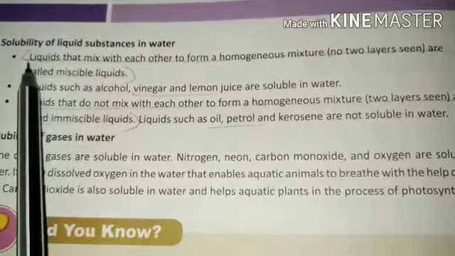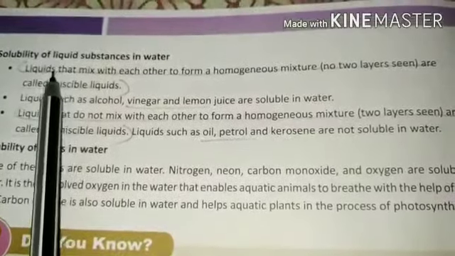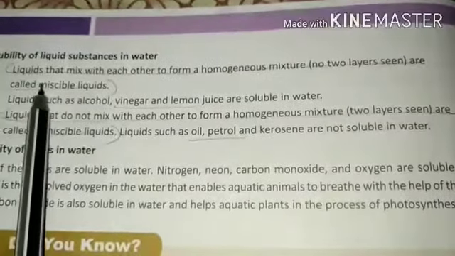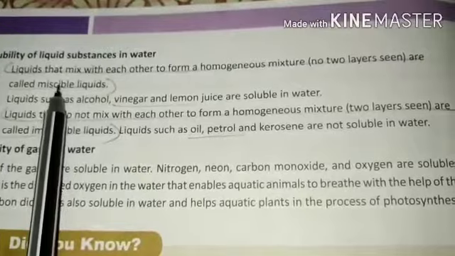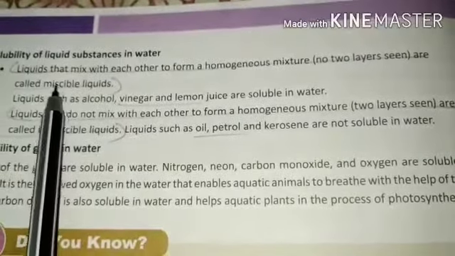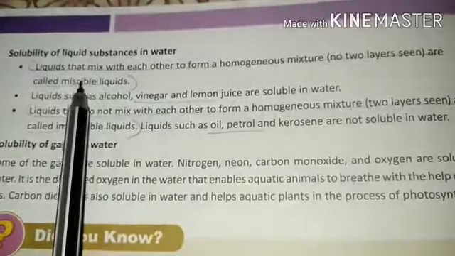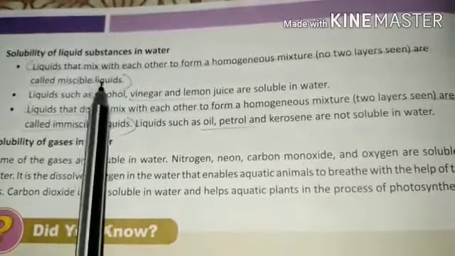Now we will discuss some of the liquids which are soluble in water. As we all know, there are a number of types of liquids. Some liquids are soluble in water, like sugar syrup, while some liquids are insoluble in water, like oil. We will discuss here what type of liquids are called what, and what names we can give them.